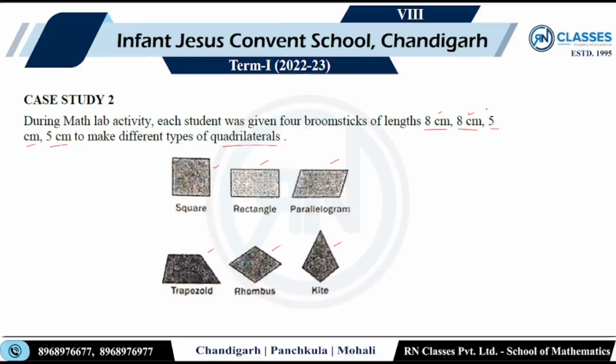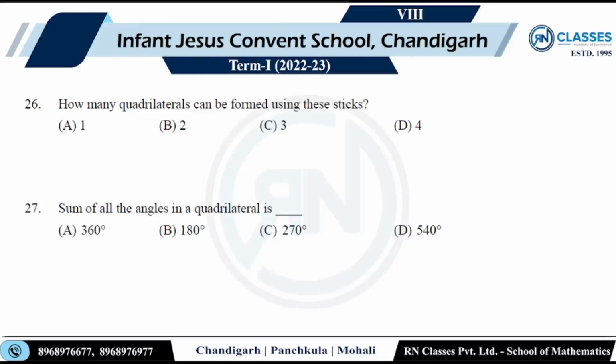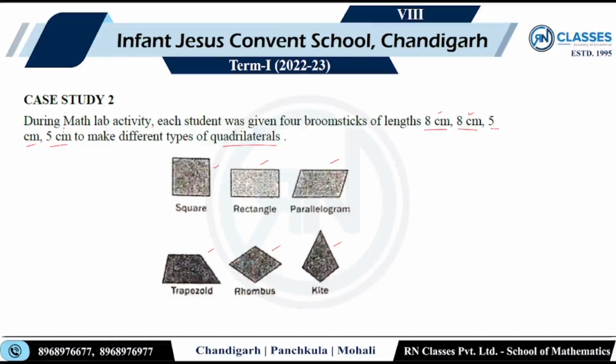Two lengths of 8 and two widths of 5 are given, right? So how many quadrilaterals can be formed using these sticks? Rectangle तो दिख रही थी भाई, ये 8 ले लिया, ये भी 8 ले लिया, ये 5 ले लिया, ये 5. What else? Of course I can make a parallelogram also.